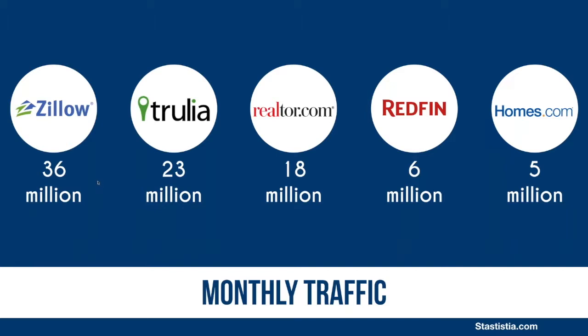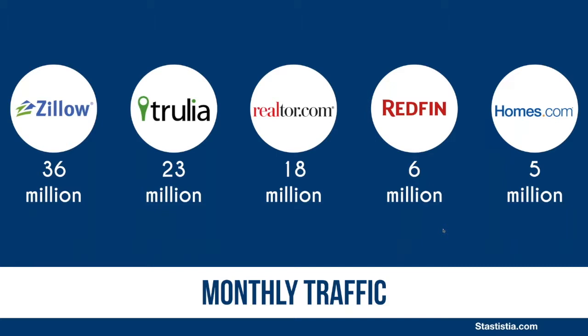So 36 million on Zillow, 23 million on Trulia, 18 million on Realtor.com, 6 million on Redfin, and 5 on Homes. Now, Homes.com has really struggled, and this is probably a good lesson for a different class, but Homes.com never really found their unique stride. They just existed. They just put that out there.